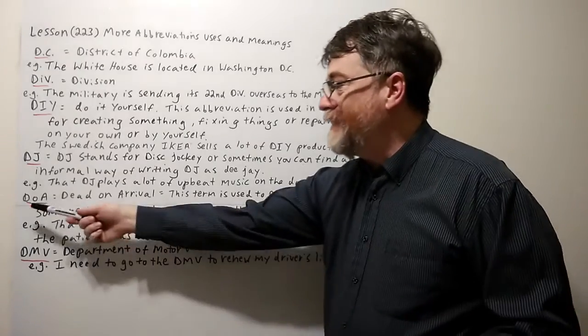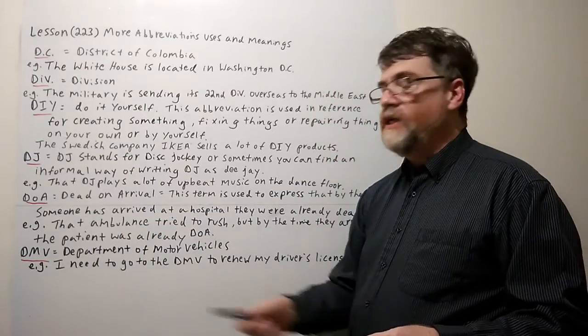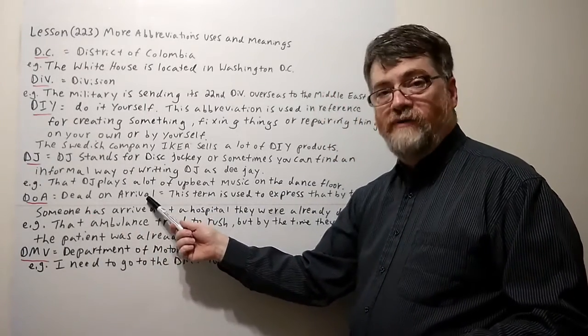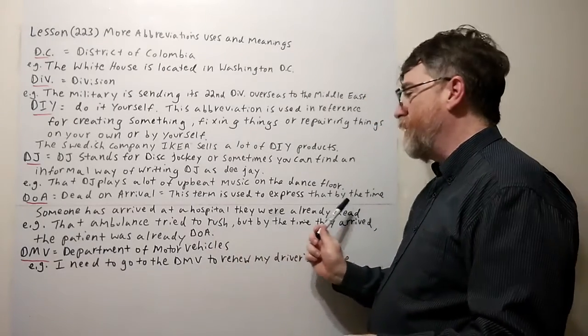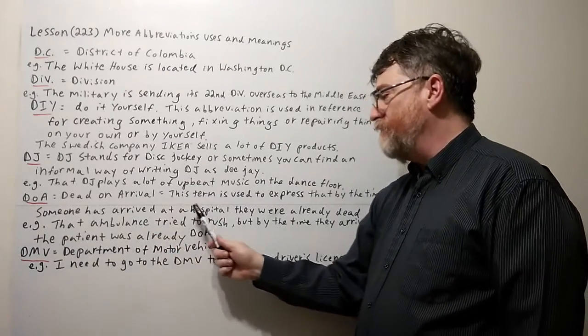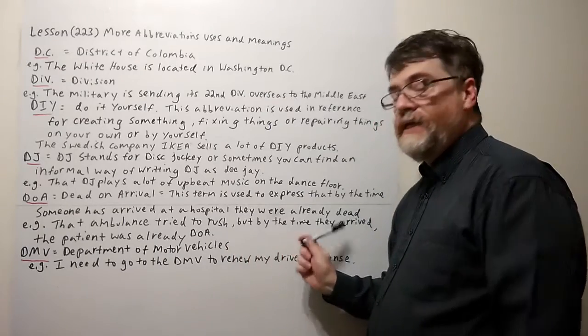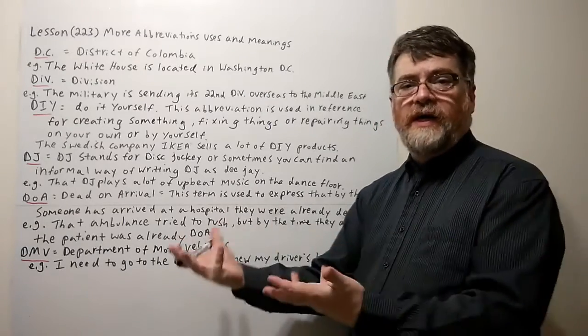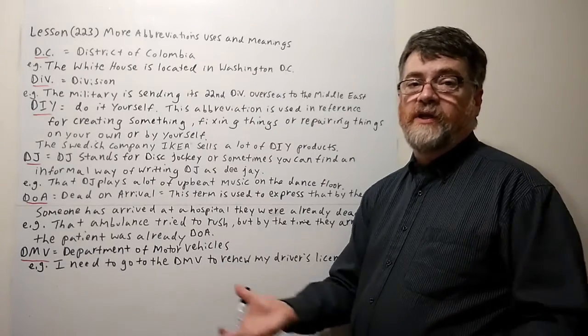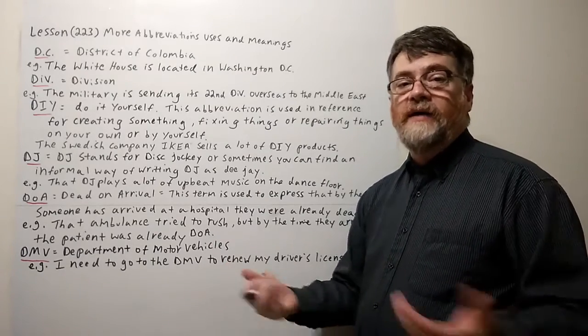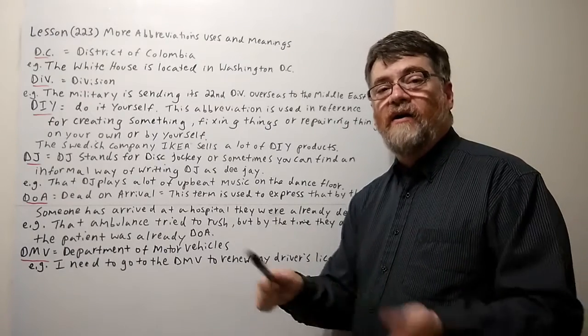The next one is DOA. DOA stands for dead on arrival. All right, not very pleasant. This term is used to express that by the time someone arrived at a hospital, they were already dead. So the ambulance is bringing someone and they're trying to rush, but by the time they got there, there was nothing for the hospital to do. It's already too late. So we say somebody was dead on arrival.